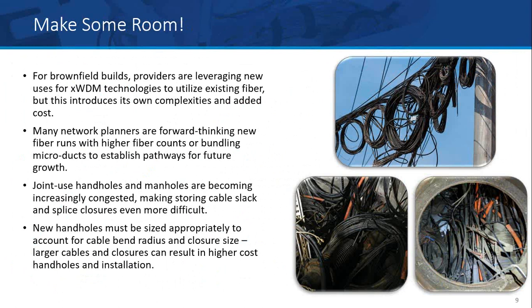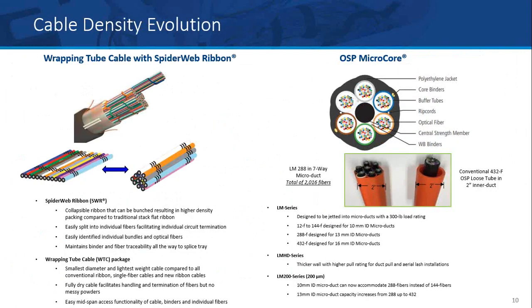So these handholds, a lot of folks are putting in these giant manholes or giant handholds in the vaults to maintain these large count cables. So how can we potentially shrink all that down? Or if there's already space in place, how can we take advantage of the space that's already there? So this is where we get into the cable density evolution.